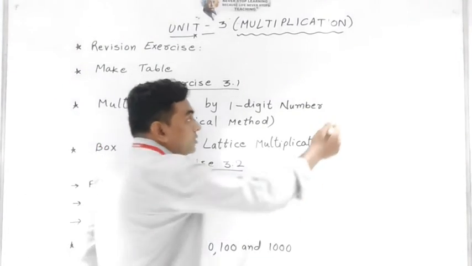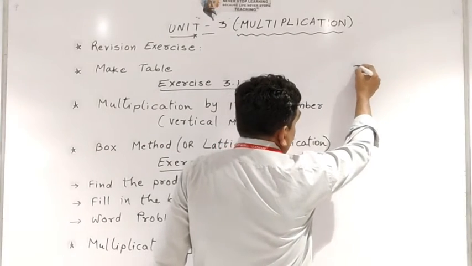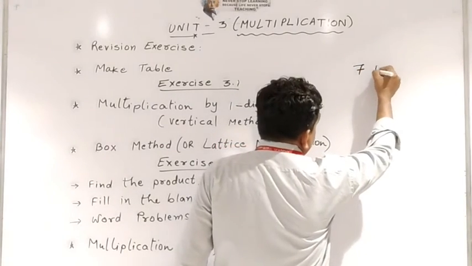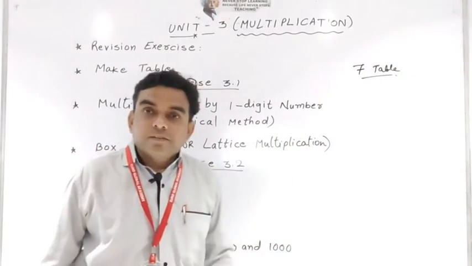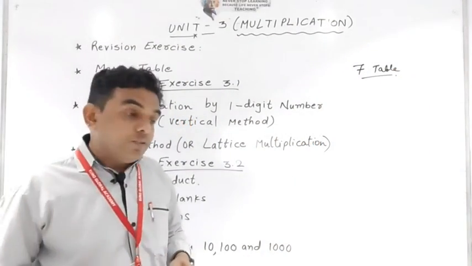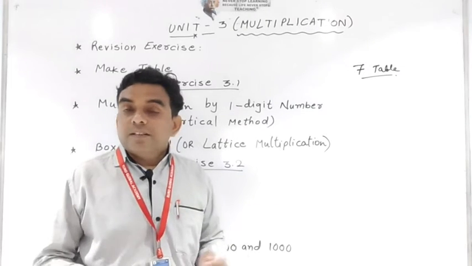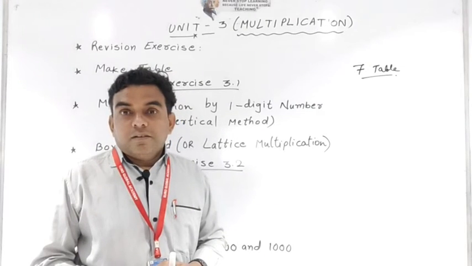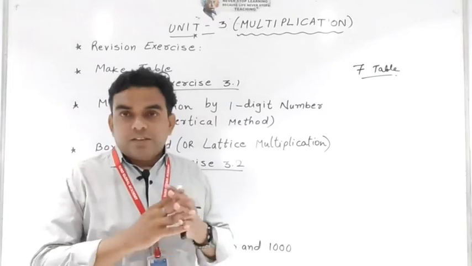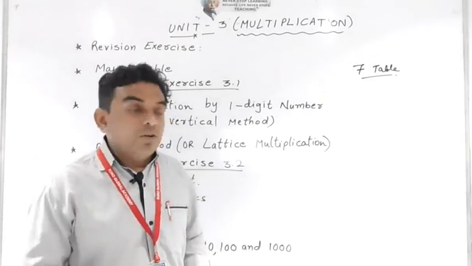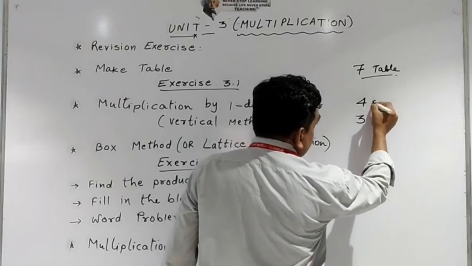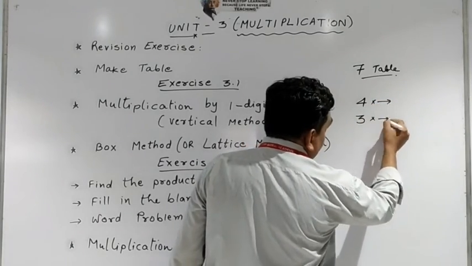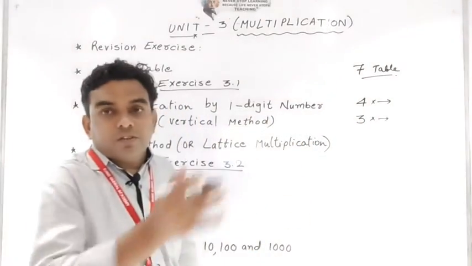But first of all, if you have a preparation of the table, then you will have to make a table. That means what? I am going to write, suppose, a table of 7. Then make a table of 7. But students, how to make a table of 7? If you know the table of 7, it doesn't matter. But how to make a table of 7? That means what? 4 plus 3 is 7. So that's why you have to make the table of 4 and the table of 3 first, like this.